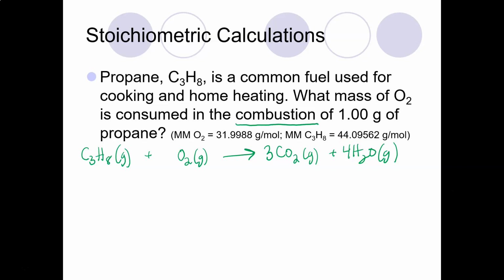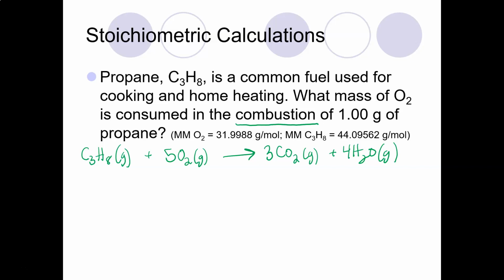So now it's oxygens. Well, on the left, I have 2. On the right, I have 2 times 3, so there's 6, plus 4 times 1, so 4. So 6 plus 4 is 10. So to get 10 oxygens on the other side, I'm going to have to put a 5 right there. So it'll be 5 times 2. Now that I have my balanced equation, now I can start trying to do the math.